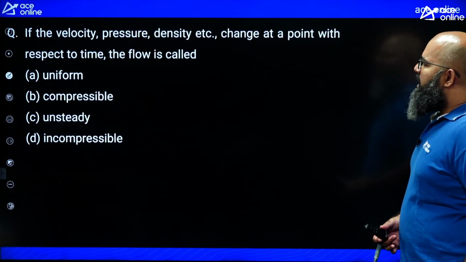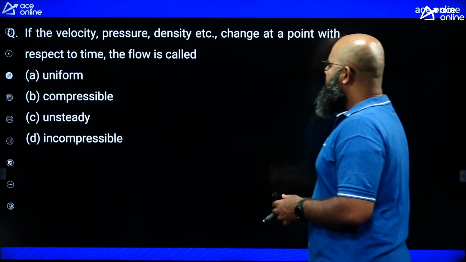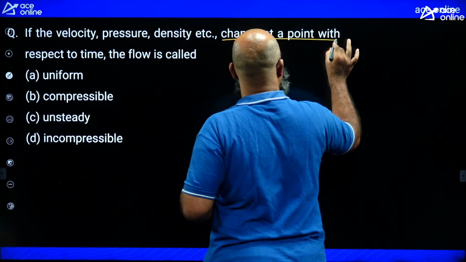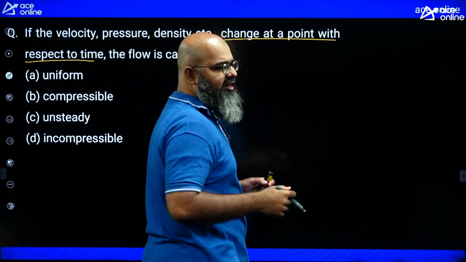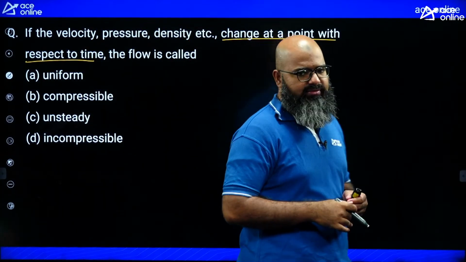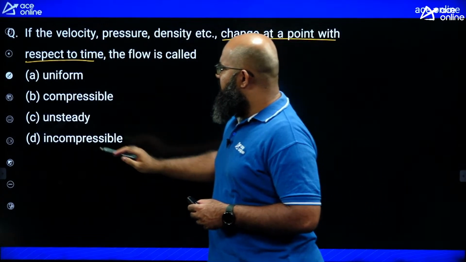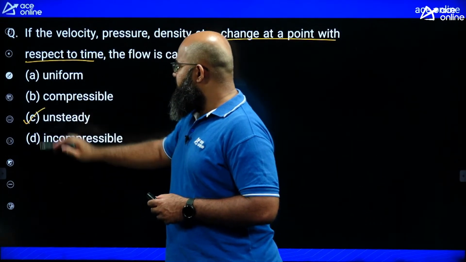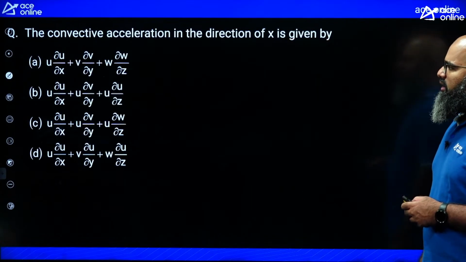If the velocity, pressure and density change at a point with respect to time, the flow is called as, please understand, change at a point with respect to time. Whenever changes are taking place with respect to time, we talk about steadiness and unsteadiness. So if it is changing, we call it unsteady flow. If it is not changing, we call it steady flow. Answer is unsteady flow.